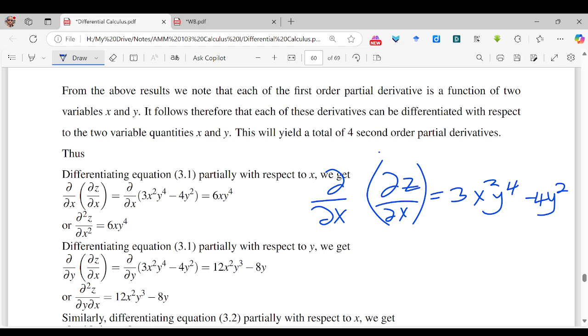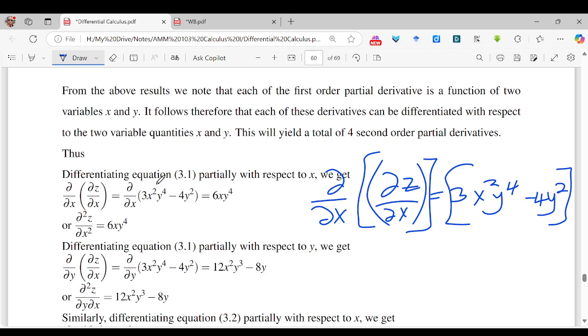So when we differentiate partially with respect to x here, notice that we take the same assumption that y is a constant. So the term that does not contain x will be a constant term, and therefore when we differentiate, we get 0. The first term contains x squared, so when we differentiate with respect to x, we get 2x times 3 times y raised to power 4, which will give us 6x y raised to power 4. So this is a second order partial derivative.